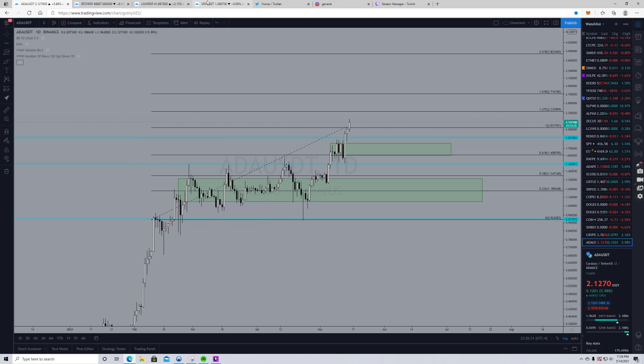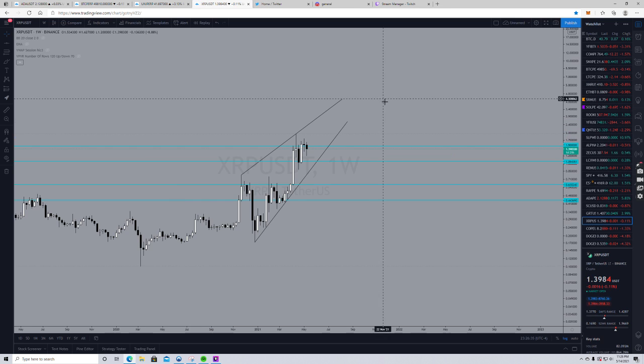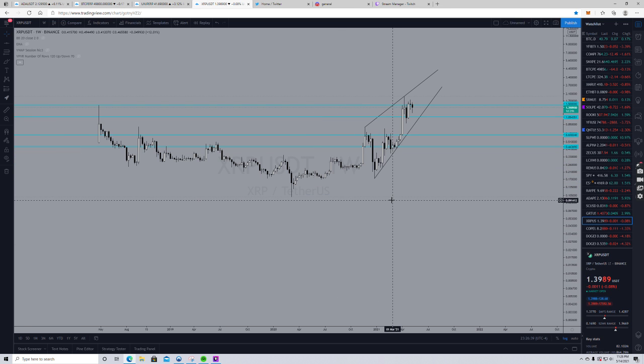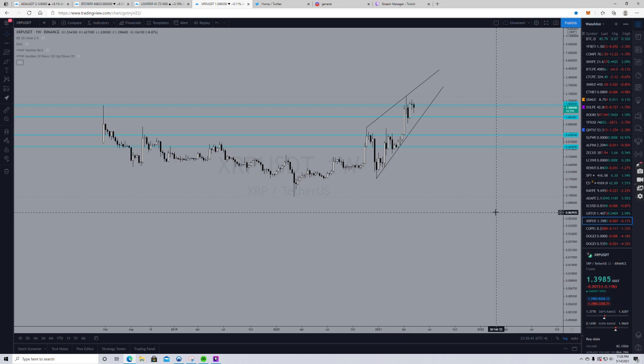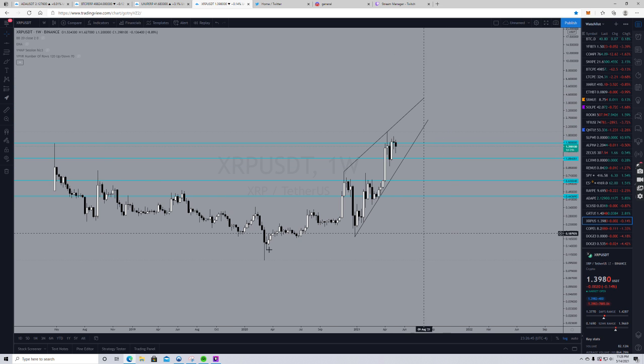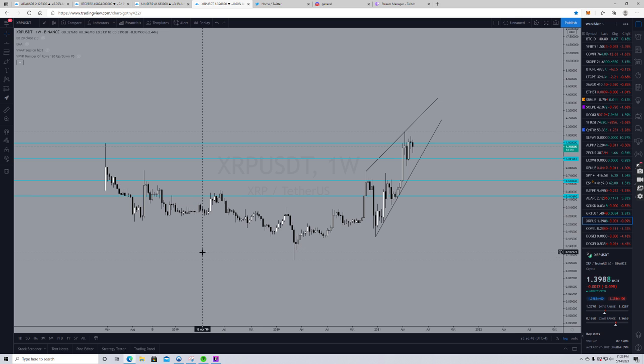So let's move to XRP. This is going to be the easiest one we do. So let's go here. Right off the bat, XRP. What sticks out to you? Tell you what sticks out to me.